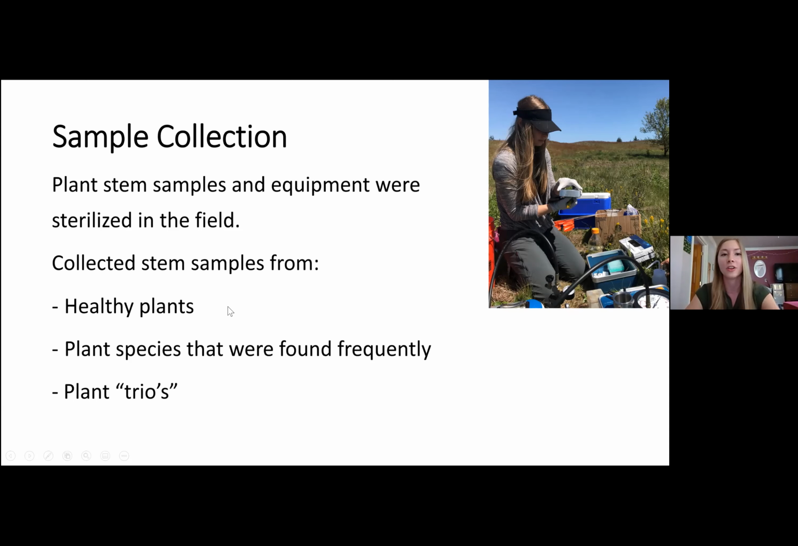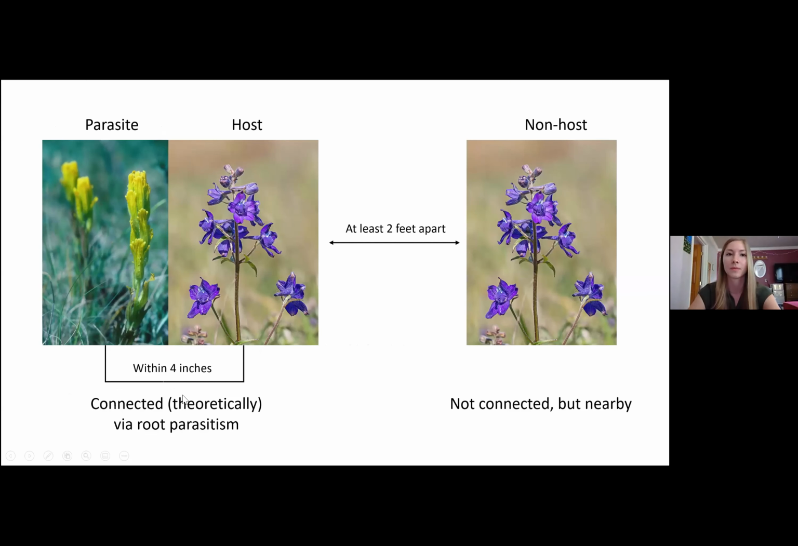I intentionally chose to sample stems only from healthy plants, from plant species that were found frequently enough throughout the prairie so that I would have a large enough sample size to use to compare between plants, and I collected from plant trios. So this is a demonstration of what a trio might look like. So remember, we have our parasitic Castilleja levisecta plant here. I collected potential host plants that were found within 4 inches of these Castilleja plants.